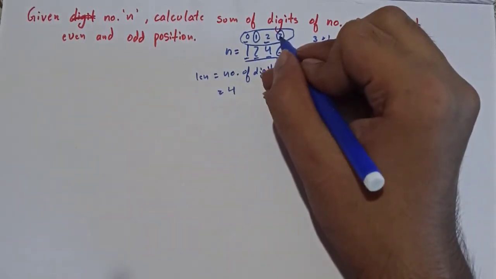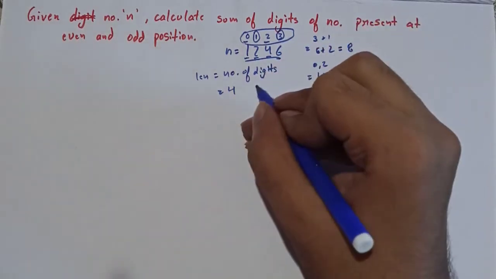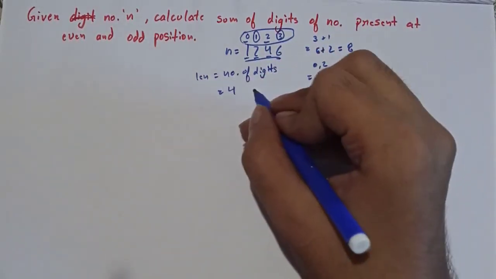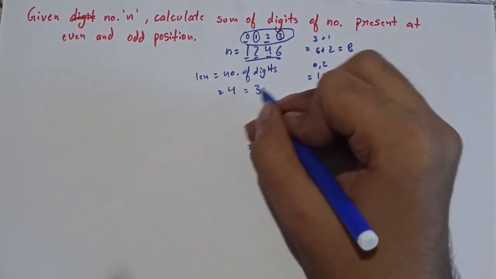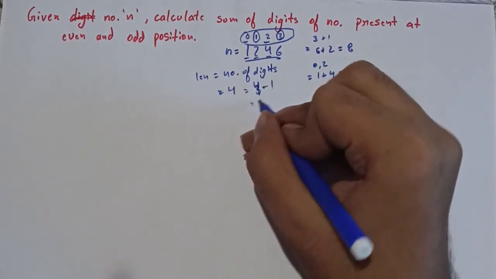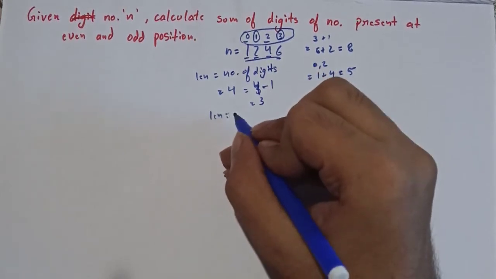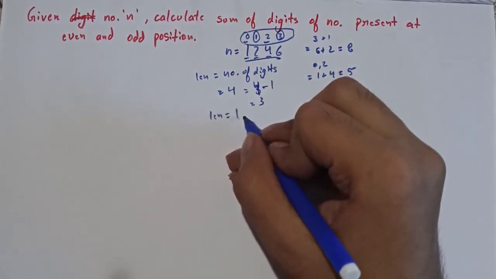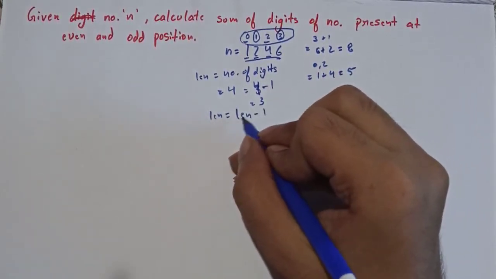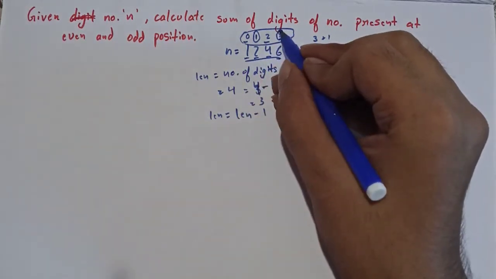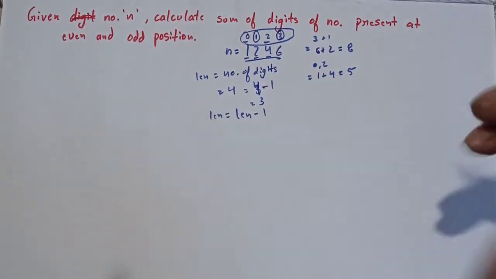And we can see that the last index position is 3. How do we get 3 from this length? We simply do 4 minus 1, which is equal to 3. So in simple terms, the last index position can be obtained by simply doing length minus 1. And we get the last index position stored in our length variable.